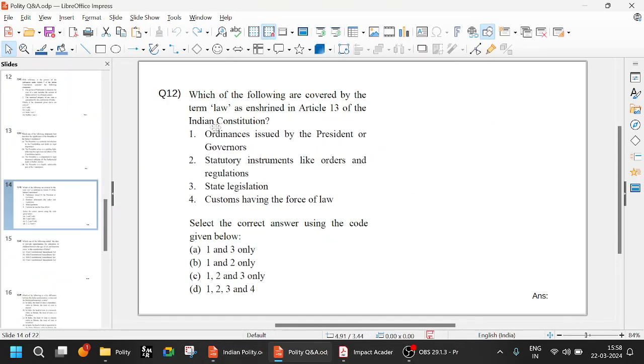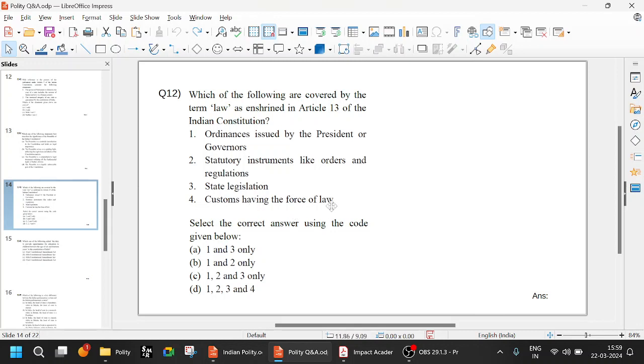Now let us see the question. Which of the following are covered by the term law as enshrined in Article 13 of the Indian Constitution? In general, what is law? What is the state? State is obviously your executive or your legislature, basically that which makes and enacts the laws and gives the rules and regulations. And the law includes ordinances issued by the president or the governor. Yes, it does have the effect of a law. Statutory instruments like orders and regulations are also true; these orders and regulations can be considered part of law. State legislation definitely is a law. States are equally powerful, especially when it comes to law and order, agriculture, and several issues. States have an upper hand compared to the union.